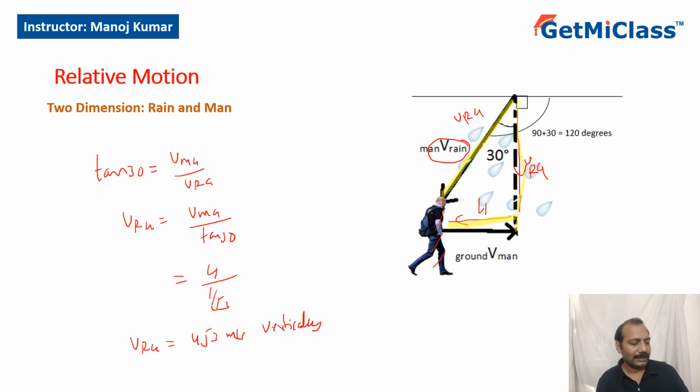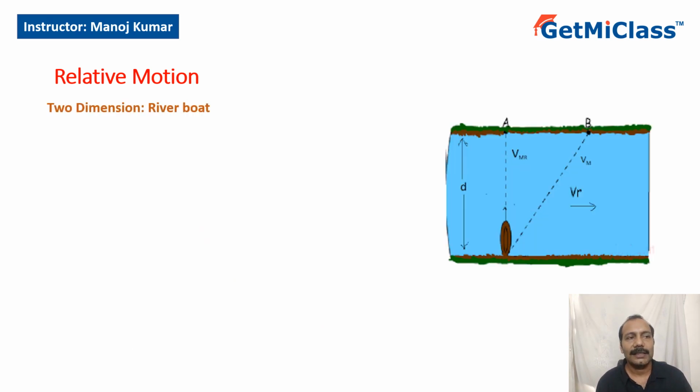So rain man situation is one of the common examples that we have. The other common example that we have is the river boat problem. When a boat tries to cross a river, let's say it tries to cross it in the least possible time, then the boat will try to go exactly perpendicular to the flow, but the river will take it like this.